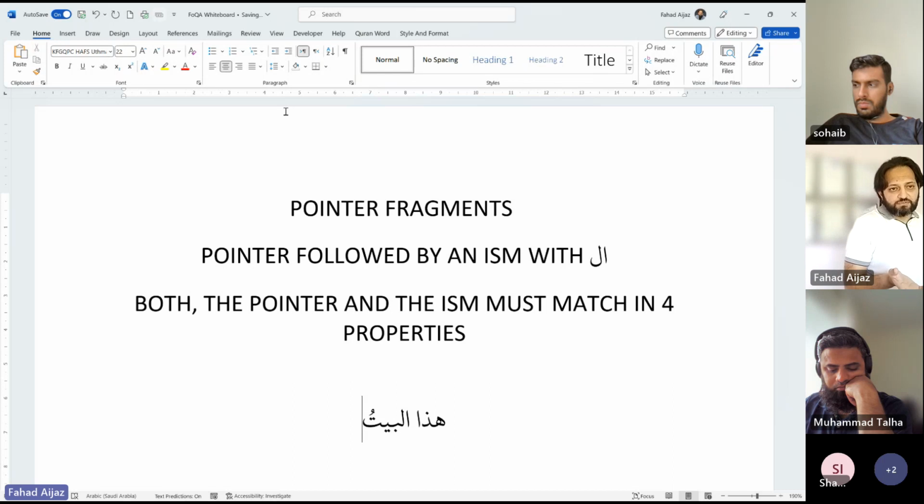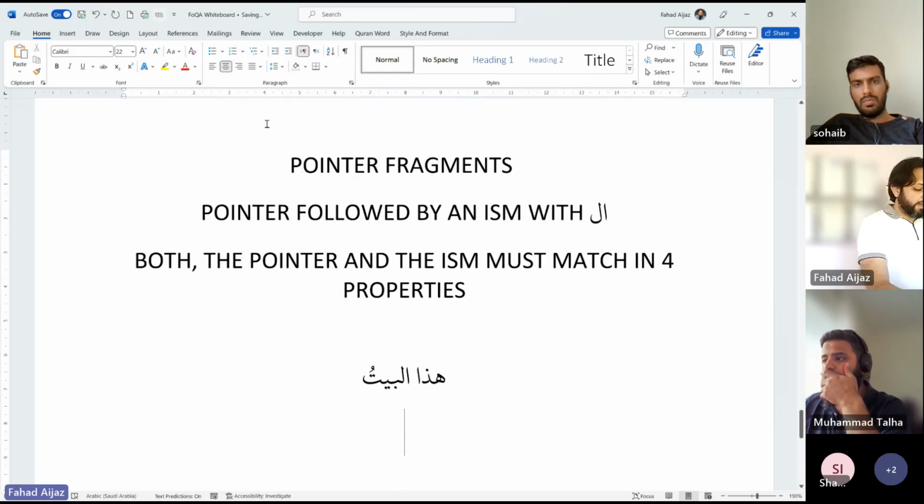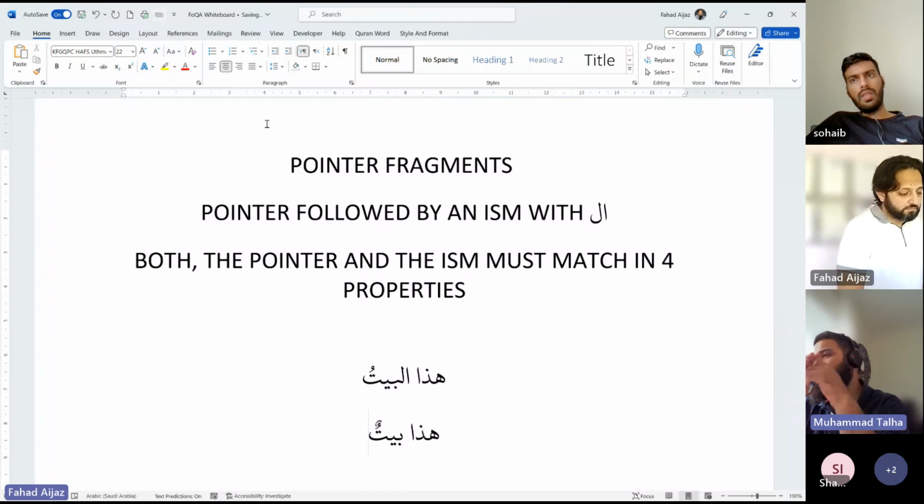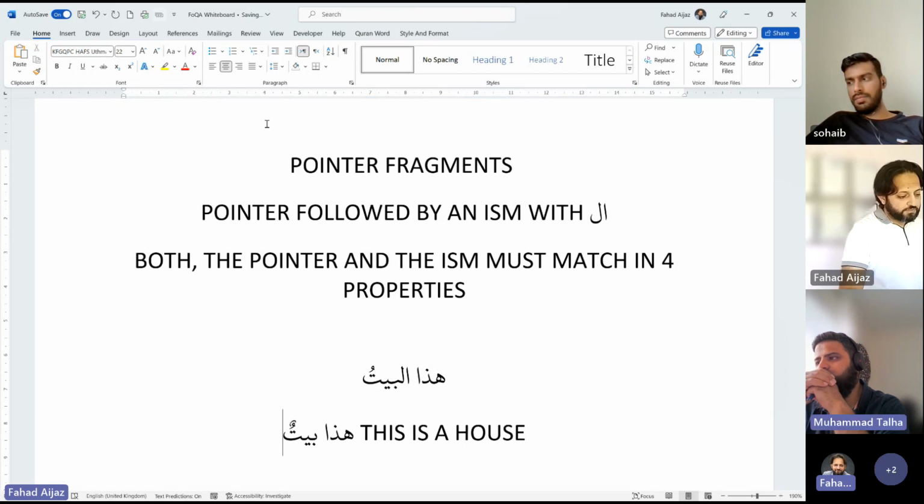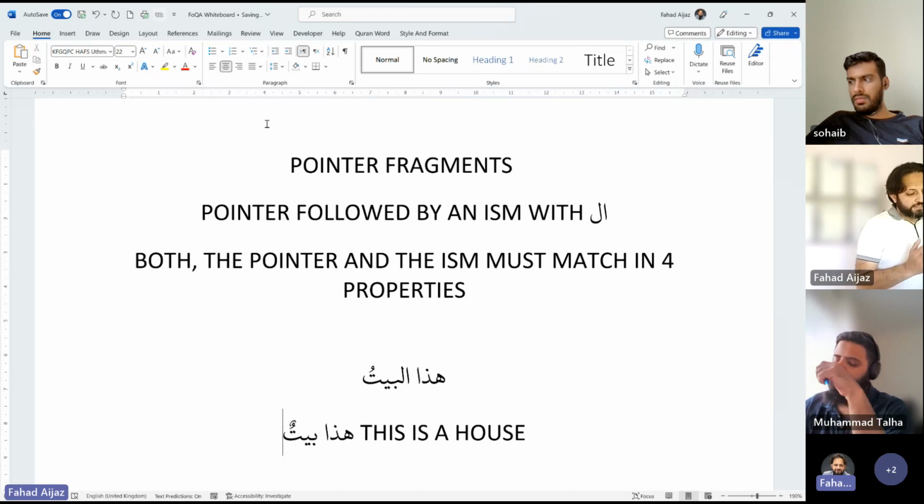This means this house, right? And we saw the difference between hazal baitu and haza baitu. Who can remind me what the difference was? One is a sentence: this is a house. The second one is this is a house, and the first one is this house. So the difference between the sentence and a fragment is just that al.